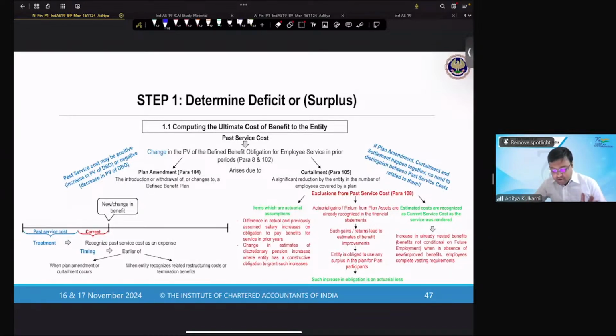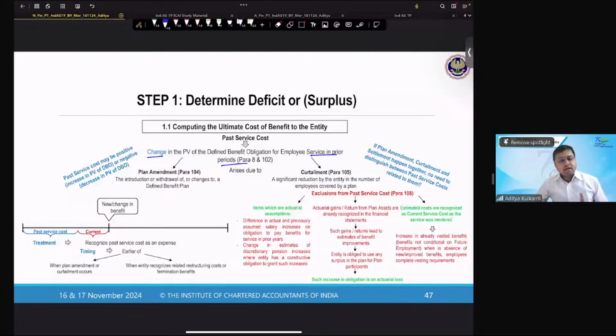Now, what may happen sometimes is, there may be a change in the present value of the obligation. There may be a change in the present value of the obligation for services rendered in prior periods. Sir, current period में मेरे employee ने काम किया, current year I booked his cost, that is current service cost. But here something is changing due to prior period implications. We call that as past service cost.